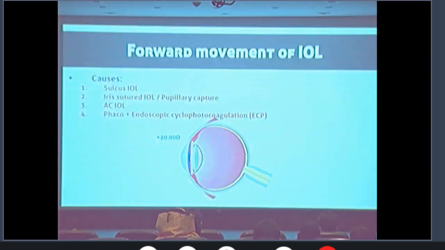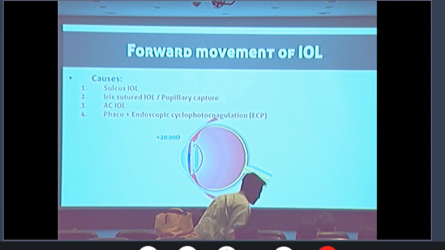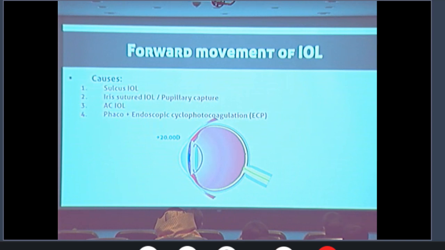So IOL power and the position. Forward movement of the IOL: the causes are implanting the IOL in the sulcus, suturing it to the iris, pupillary capture, an AC IOL, or doing phaco with ECP. Because with phaco, what refractive error do you expect if you move the IOL forward? Myopia. So with phaco ECP, don't go for minus 0.7. Go for minus 0.3, 0.2, because you know that they will have a myopic shift.